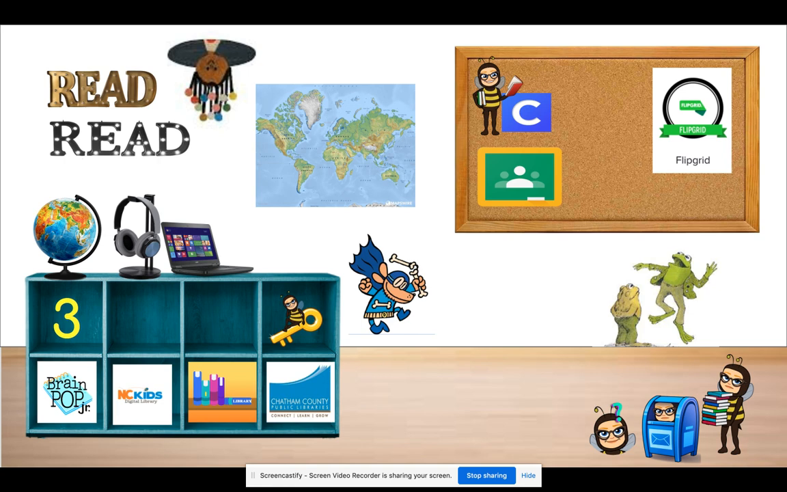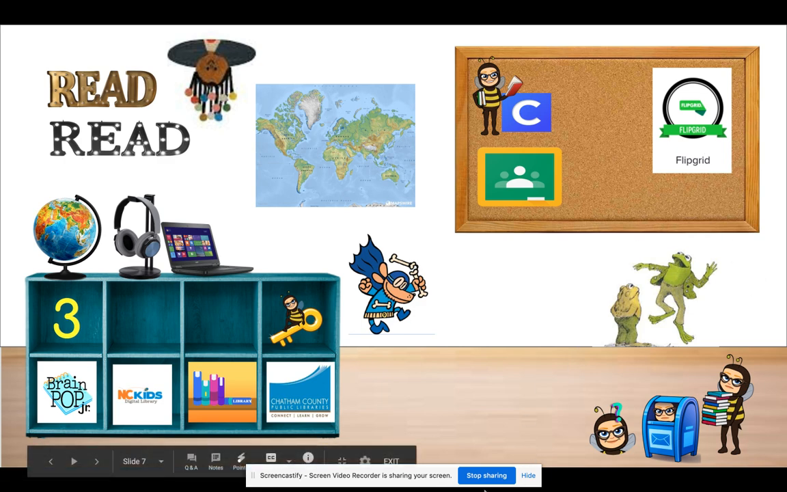Do all the things. Try it out. Experiment. See what works. See what doesn't work. See what's fun. See what's not fun. See what links work. See what don't. And if they don't work, you need to say, Ms. Cobb, this does not work. Got it? Thank you. Okay. So there you go. That's what we're doing for today. And that's your tour. Thank you so much.